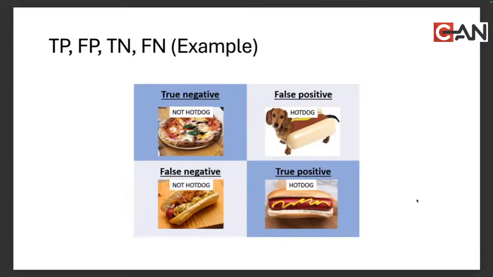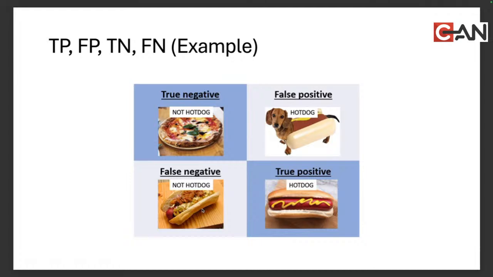Here's your fun visual. So true negatives, we said this is clearly a pizza, and we said it's not a hot dog. It in fact is not a hot dog. And there are true positives. This is a picture of a hot dog, and we said it's a hot dog, and it in fact is a hot dog. Our false positives, we said this was a hot dog, but it's not a hot dog. It's just a dog, not a hot dog. We got that wrong. These false negatives, this one we said was not a hot dog, and it actually is a hot dog. It just looks different than other hot dogs.